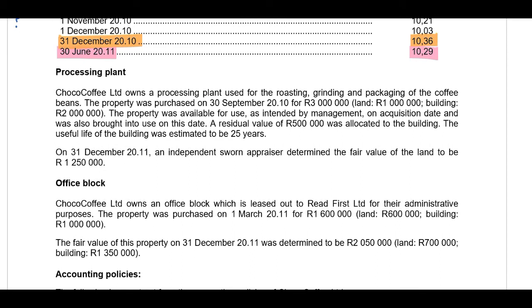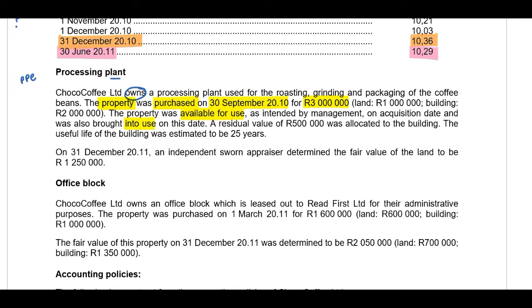Again, immediately we identify it's a plant. We need to look at our PPE. ChocoCoffee Ltd owns a processing plant used for the roasting, grinding and packaging of the coffee beans. The property was purchased on 30 September 2010 for 3 million. Land, 1 million. Building, 2 million. The property was available for use as intended by management on acquisition date and was also brought into use on this date.